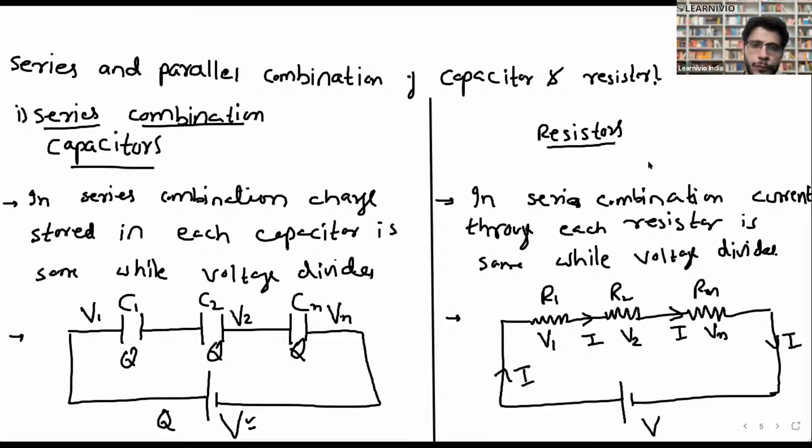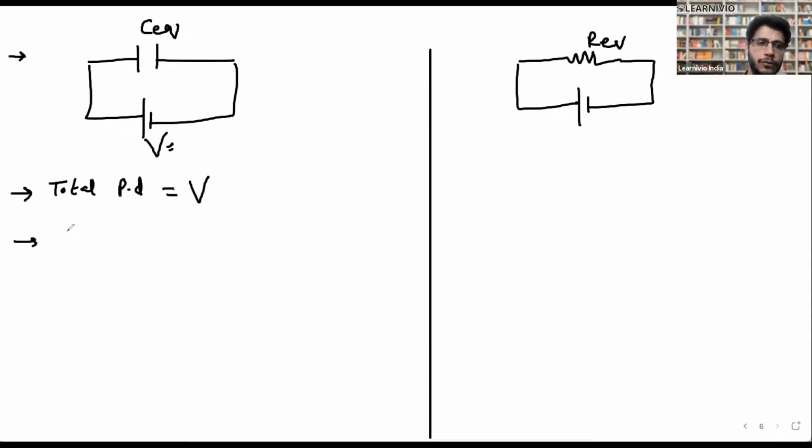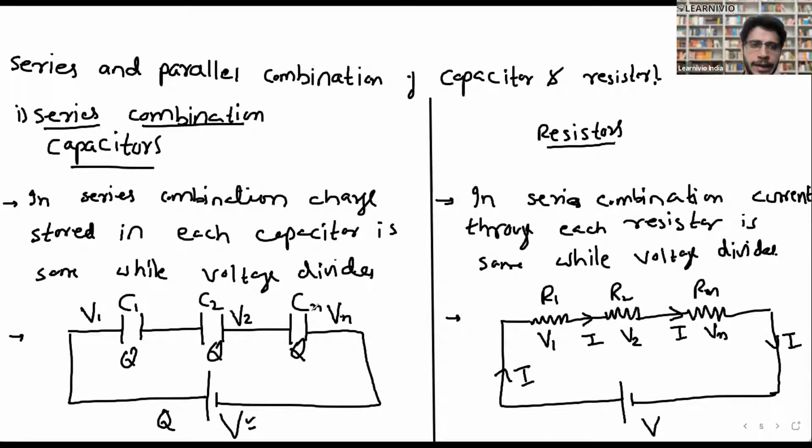So the voltage across each capacitor is V1, V2, and Vn. The voltage across the system is V. So you can write V, as it gets divided into n parts, as V1 plus V2 up to Vn. The total charge stored in the circuit is Q. If the total charge is Q, then each and every capacitor will have the same charge.